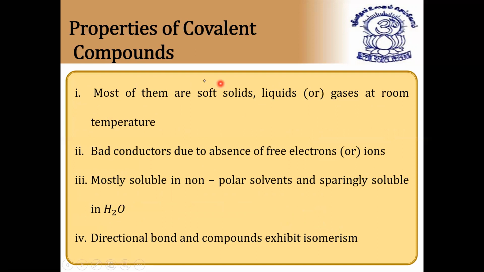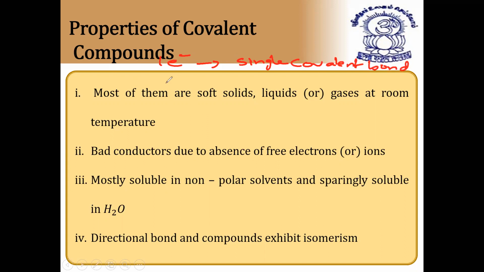Just concentrate before going to the properties of covalent compounds. If one electron is shared between two atoms, it is a single covalent bond, like in the case of chlorine or hydrogen. Suppose you take oxygen: the oxygen molecule shares two electrons, and is represented by a double covalent bond, that is O double bond O. Similarly, nitrogen shares three electrons, forming a triple covalent bond, that is N triple bond N. I hope it is clear.